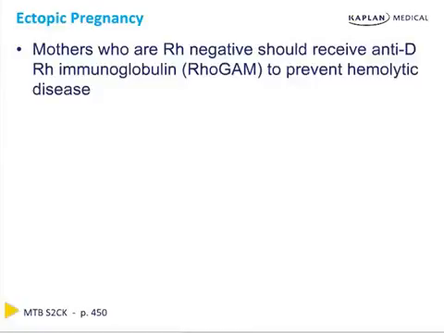A final important note on ectopic pregnancies, as this may come up on the Step 2 exam. All mothers who are Rh negative should receive anti-D Rh immunoglobulin, or RhoGAM, so that subsequent pregnancies will not be affected by hemolytic disease of the newborn. RhoGAM needs to be given within 72 hours of onset of bleeding in order to be effective.